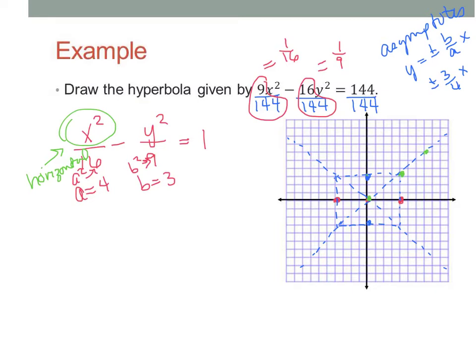And then to draw this in, we're going to take the shortcut here. I know it has to stay inside of these asymptotes, and I know where the vertex is. There's your hyperbola.